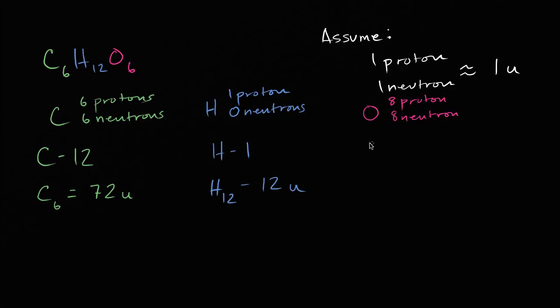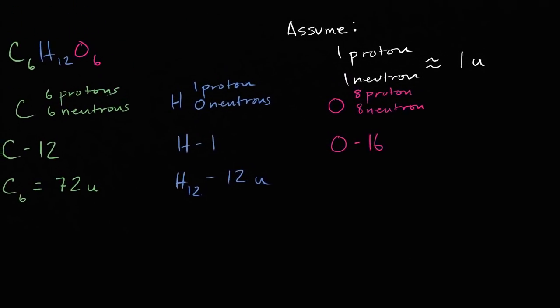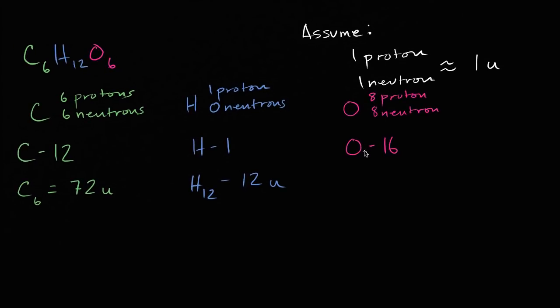There are 8 neutrons, and so oxygen has an atomic weight, if we assume this way, of 16 atomic mass units. We'll see that's not exactly right. If you look at a periodic table, the atomic weight is 15.999, and we could be more precise and do that. But this is at least a rough way of getting a quick estimate, and it's really not that rough. Oxygen's atomic mass, we could say, is 16, and so 6 oxygens are going to be 16 times 6, which is 96 atomic mass units.